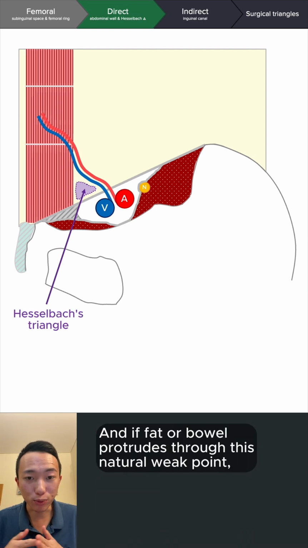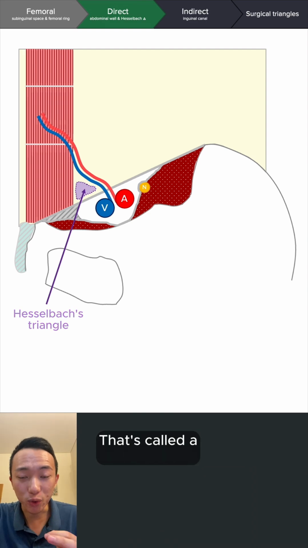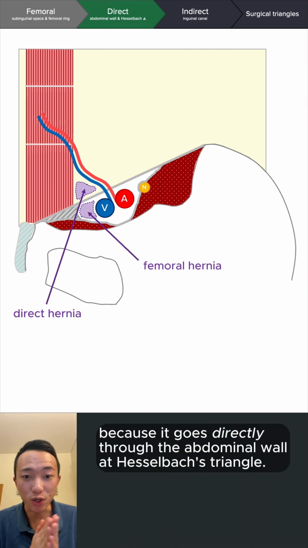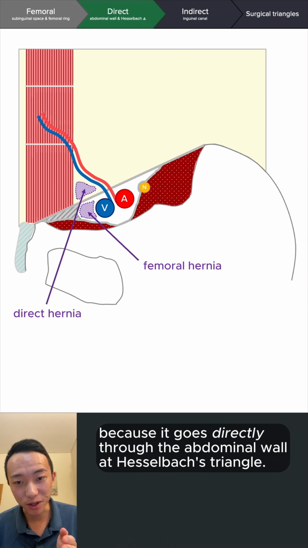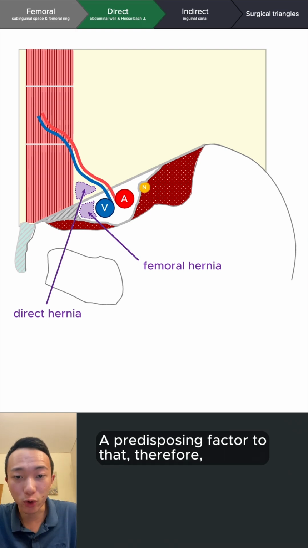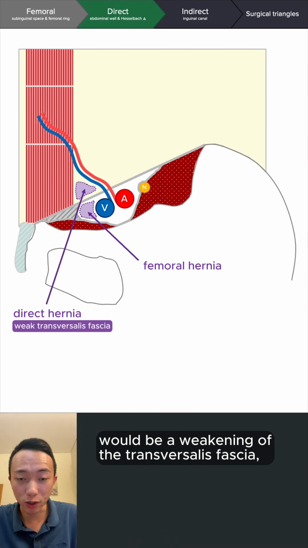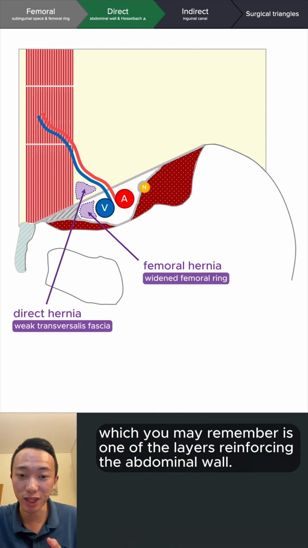And if fat or bowel protrudes through this natural weak point, that's called a direct inguinal hernia because it goes directly through the abdominal wall at Hesselbach's triangle. A predisposing factor to that, therefore, would be a weakening of the transversalis fascia, which you may remember is one of the layers reinforcing the abdominal wall.